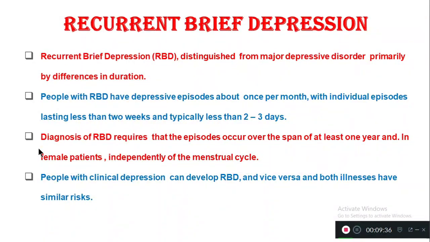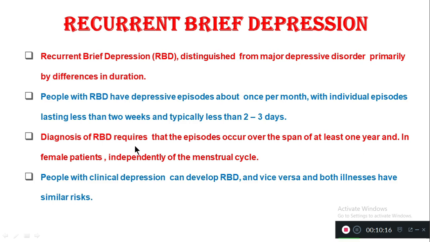Now, let us see recurrent brief depression, in short form RBD. It is distinguished from major depressive disorder, and the duration varies from one individual to another. People with recurrent brief depression have depressive episodes about once per month, with individual episodes lasting less than 2 weeks and typically 2 to 3 days. So this is the main feature. The depressive symptoms occur at least once per month, and individual episodes last less than 2 weeks, typically 2 to 3 days.